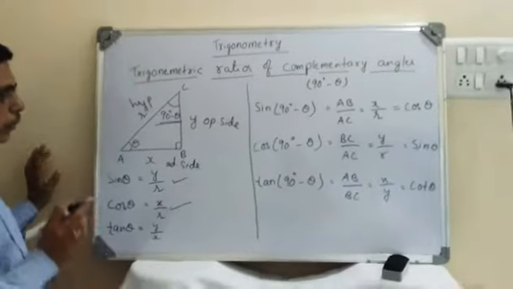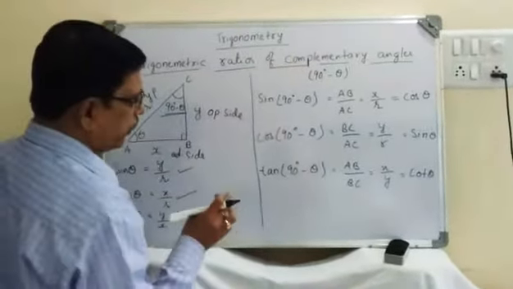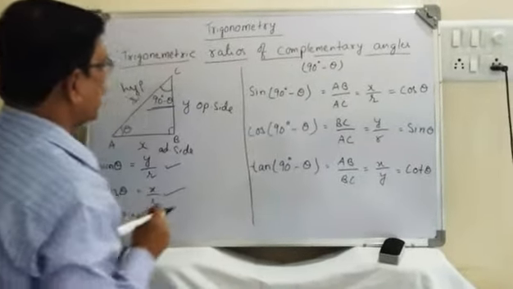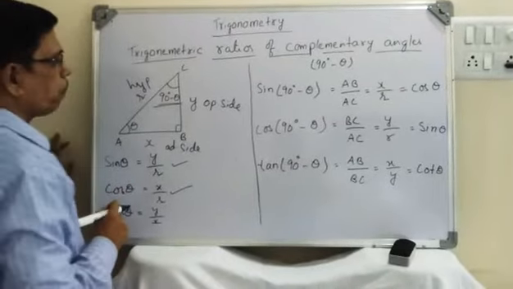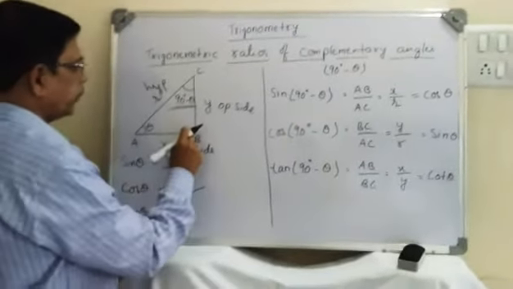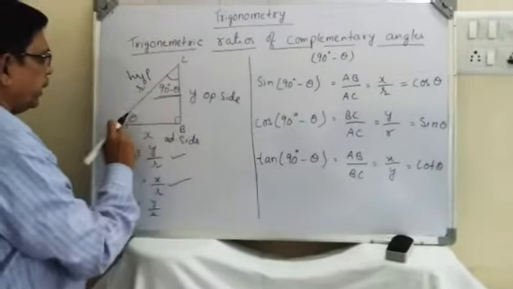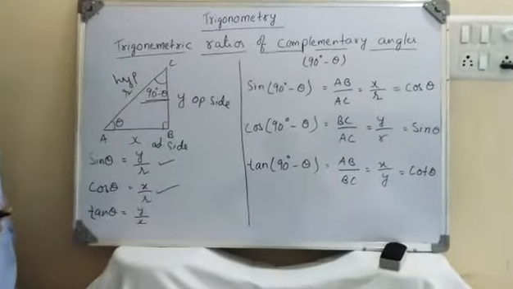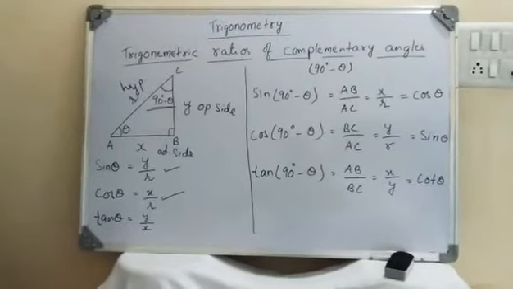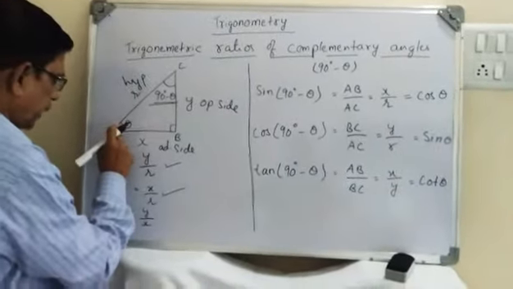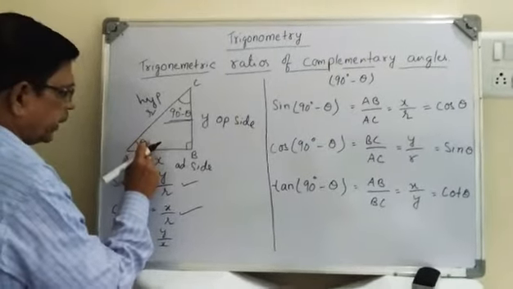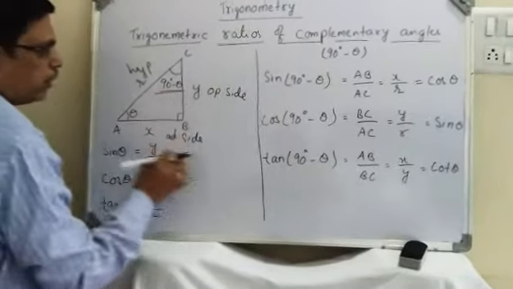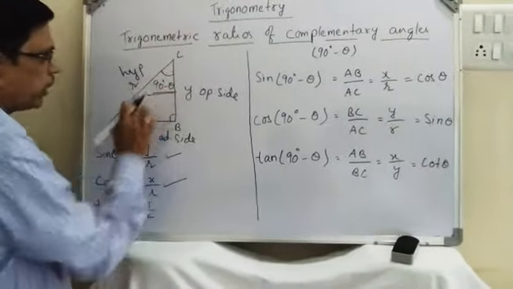So again I am repeating for the benefit of the viewers. Now we are learning about the complementary angles in trigonometry. When angle B is equal to 90 degrees, automatically angle A plus angle C will become 90 degrees. Therefore A and C are a pair of complementary angles. Suppose angle A is an acute angle theta, then angle C will become 90 minus theta. So we are framing the ratios of this 90 minus theta.